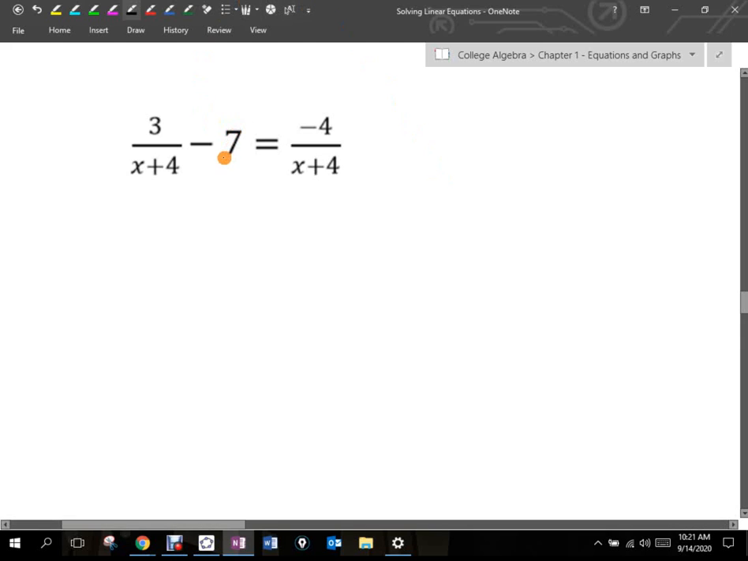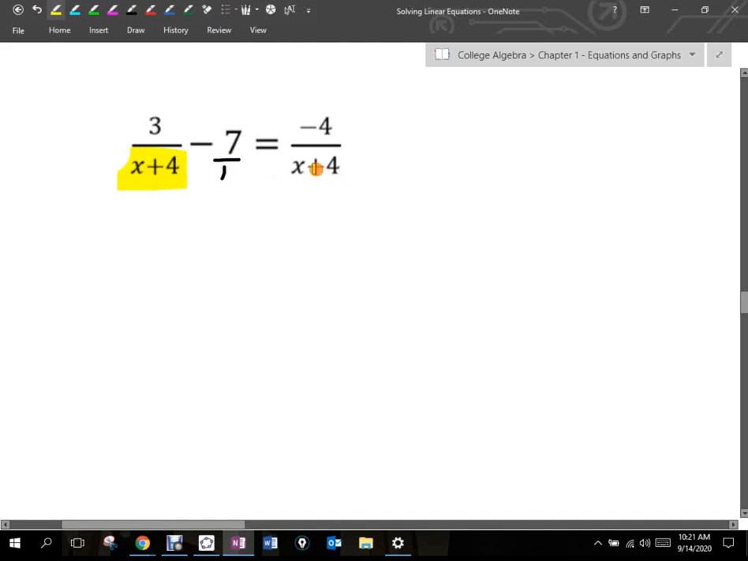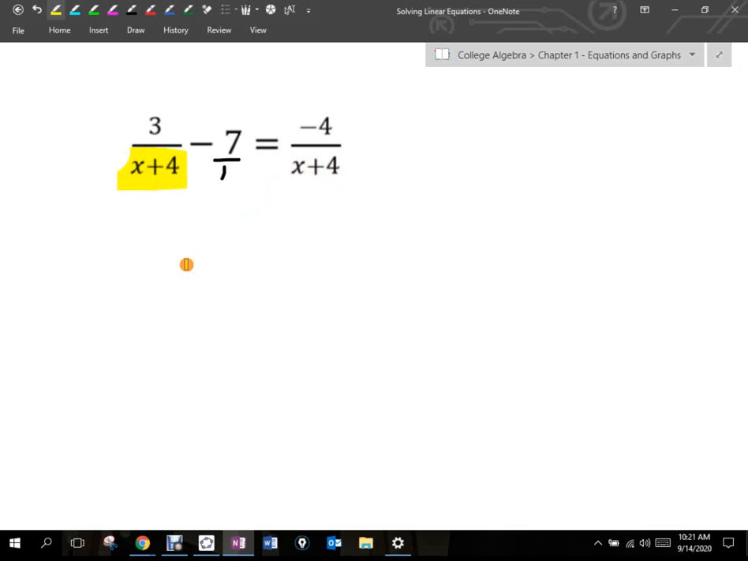So what's the LCD here? And here's something that I think is very important for us to understand. X plus 4 is an algebraic expression, right? But what does X represent? What does X always stand in for? A number. So if I add 4 to a number, what do I get?